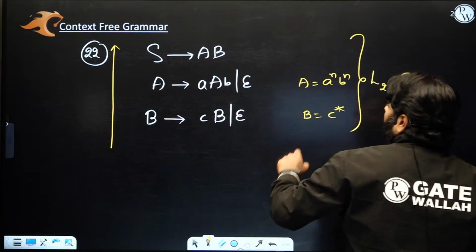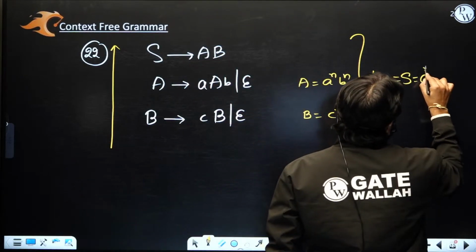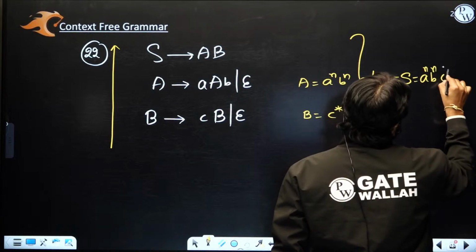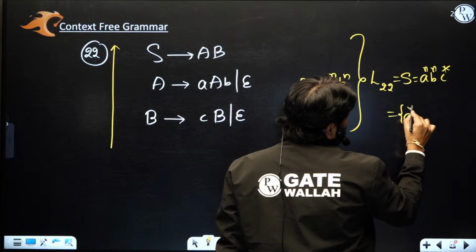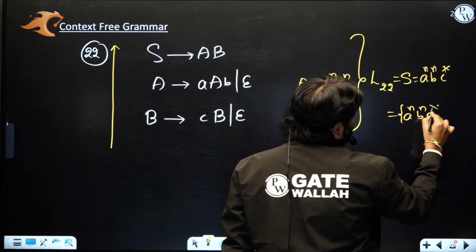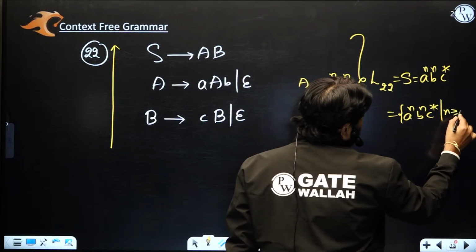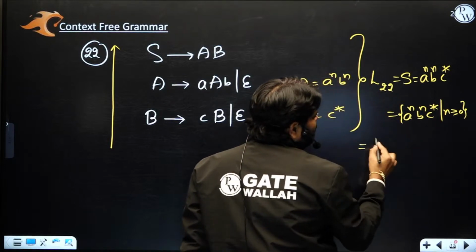A followed by B. What is A? A power n, B power n. What is B? C star. So now this is going to be your language: A power n, B power n, C star, such that n greater than or equal to 0. Maybe you can write many other ways, that's fine.